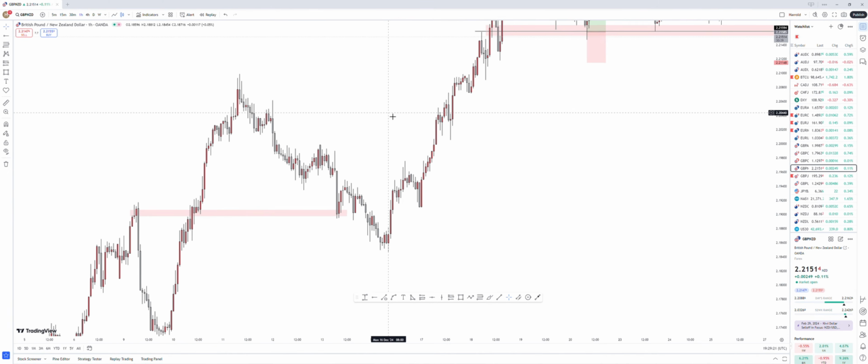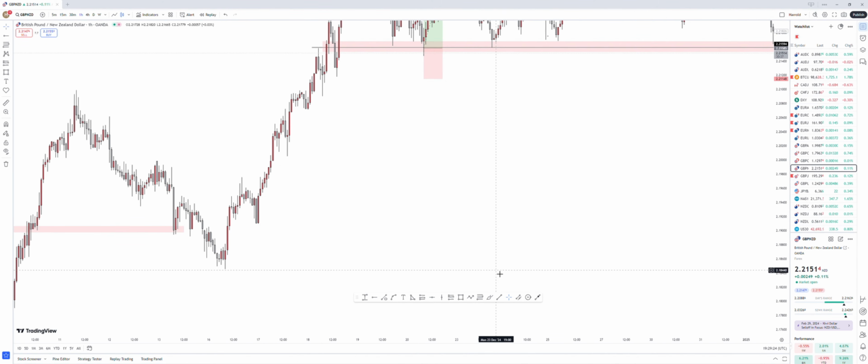So another way you can spot break and retest is marking out your market structure. Do you understand? Market structure. So market structure basically is marking out the movements of the market, whether in an uptrend or a downtrend.